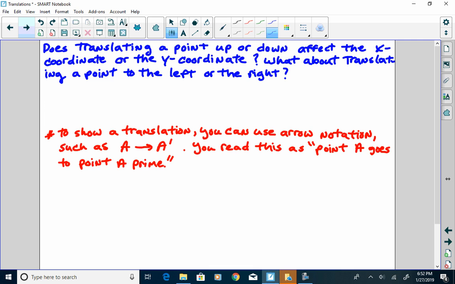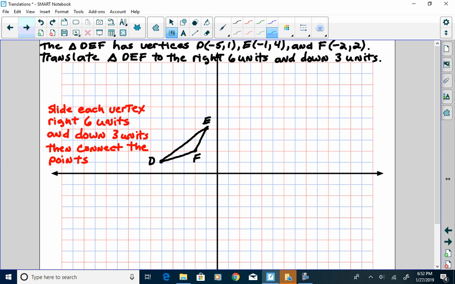Okay. Does translating a point up or down affect the x-coordinate or the y-coordinate? Up or down is going to affect the y-coordinate. What about translating a point to the left or right? That's going to affect the x value. We can show a translation by using what's called arrow notation or translation notation, such as A goes to A prime. You read this as point A goes to A prime. So let's see how that's going to work with our first example.